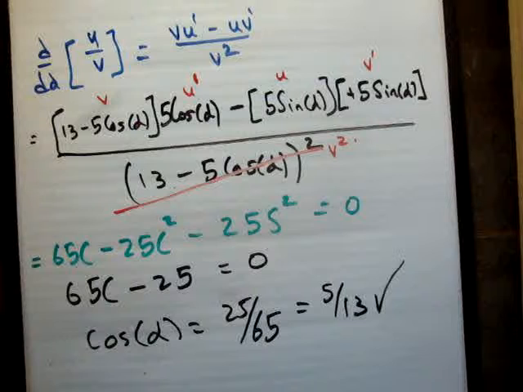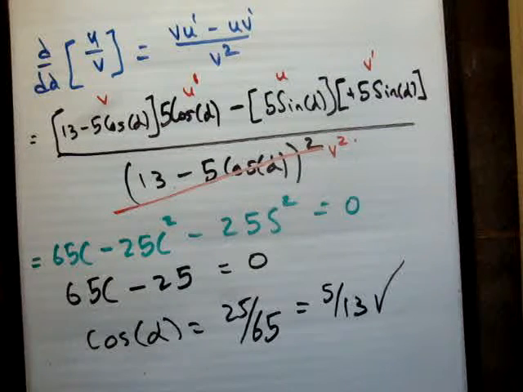Now we only got one value, so that means it can only have a maximum. If you're asking for minimum values, then we're getting into slightly more dodgy territory, and I won't talk about that because it involves something called the second derivative test.